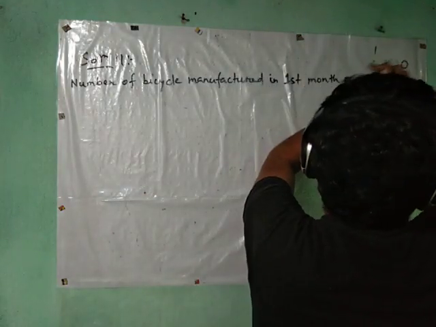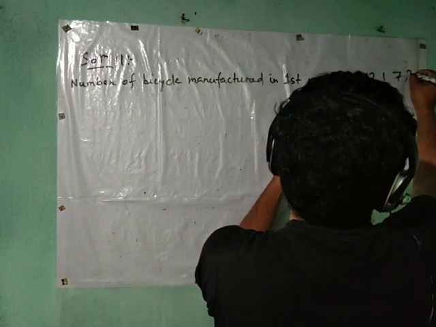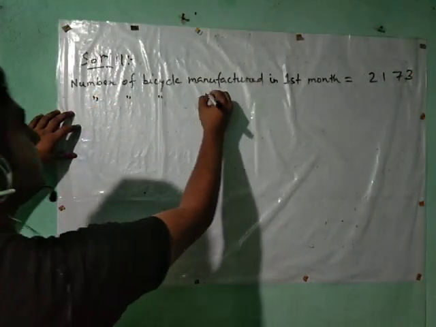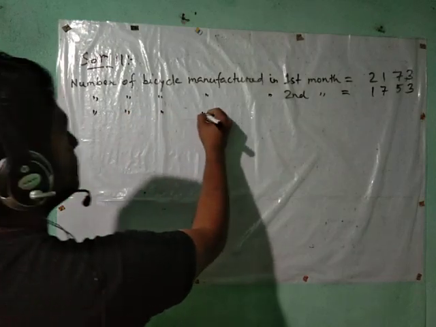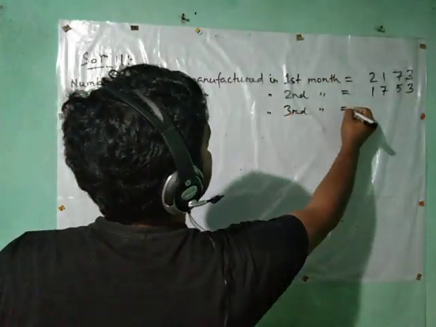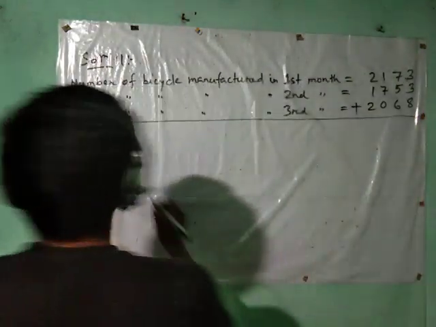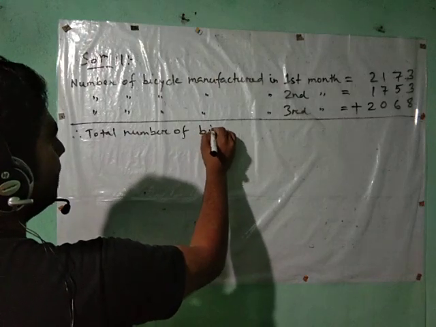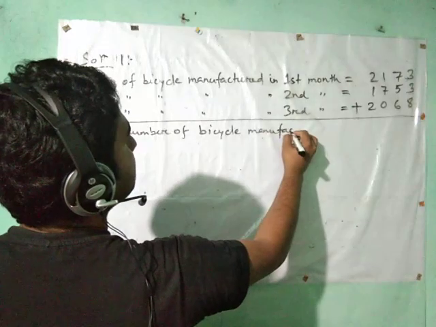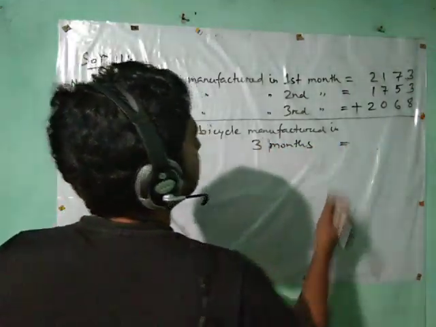How much was it? Number of bicycles, how many bicycles were there in the first month? It was 2,173, isn't it? Now number of bicycles manufactured in the second month. It is very simple, it is 1,753. Then the number in the third month. How many in the third month? 2,068. Isn't it? All together or total means this one. Therefore, total number of bicycles manufactured in 3 months equals to how much?